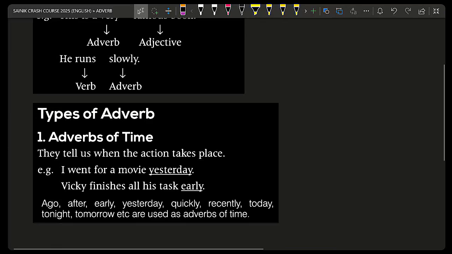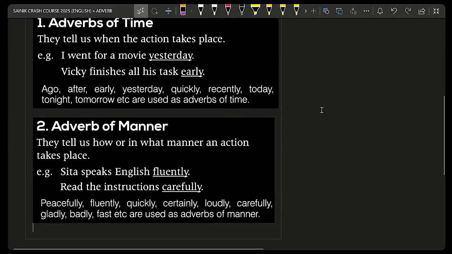Next type of adverbs, adverbs of manner. They tell us how or in what manner an action takes place. Sita speaks English. How does she speak English? Fluently. So fluently is modifying the meaning of speak, that is the verb. The word which modifies the meaning of a verb is an adverb. Read the instructions carefully. How do you have to read? Carefully. So carefully is modifying the meaning of the word read. That's why it's an adverb.